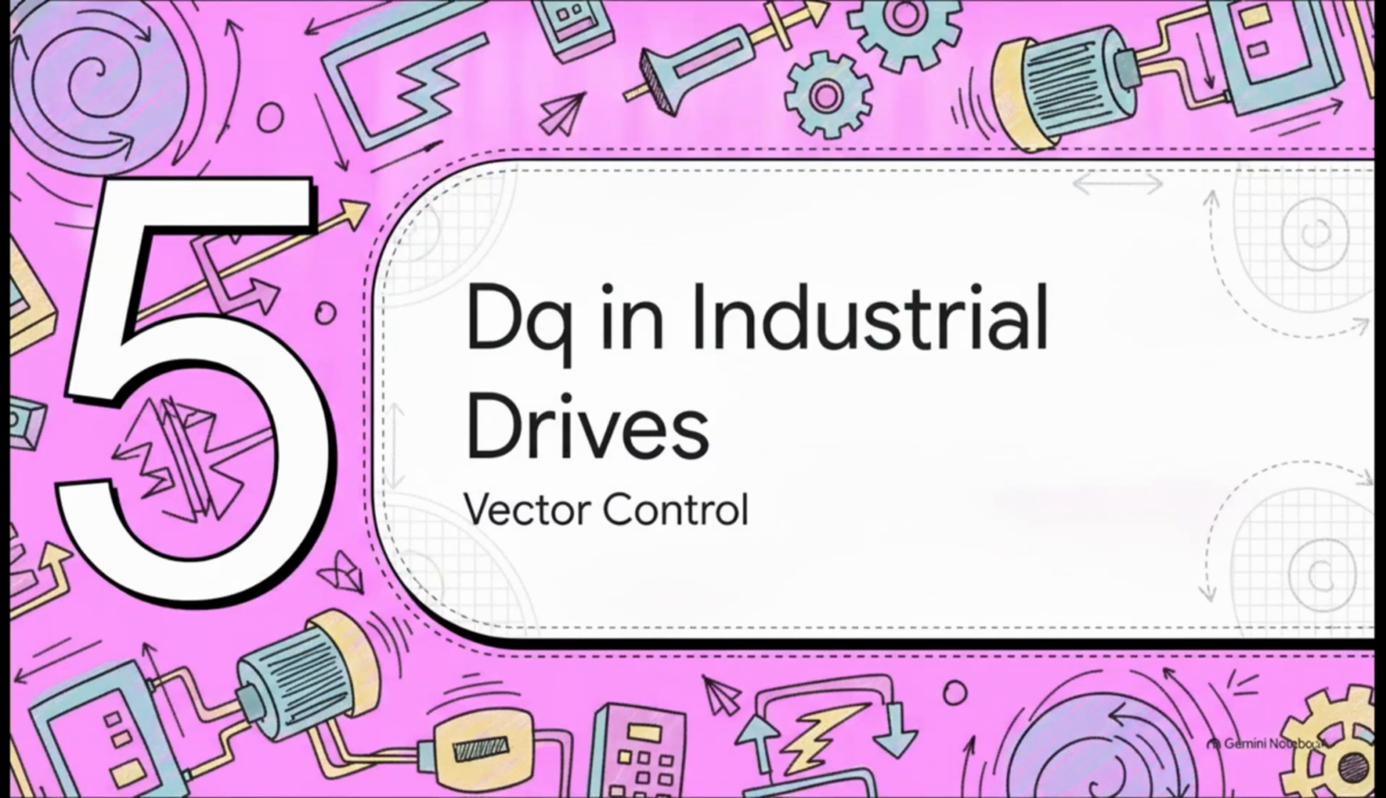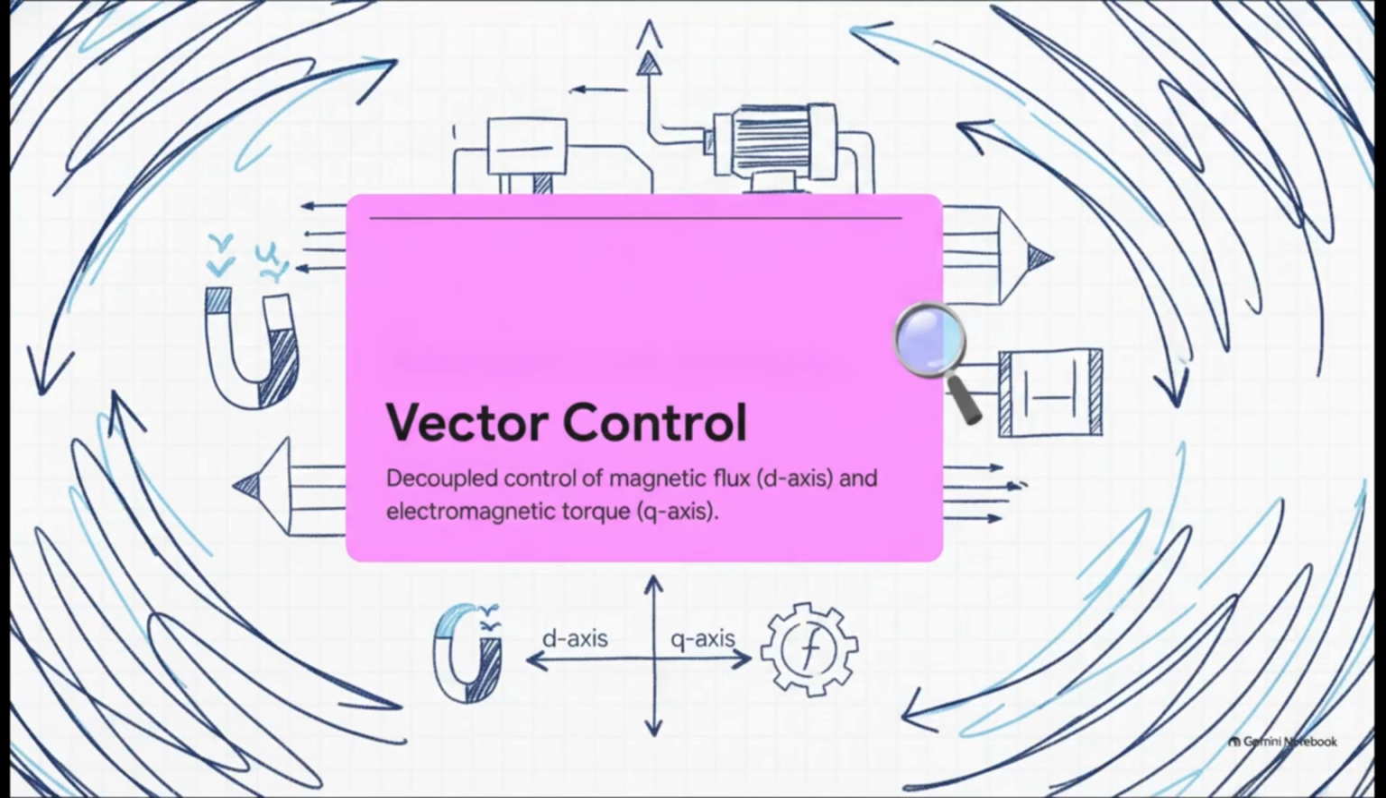All right, Section 5, DQ use in industrial drives, focusing on vector control. So let's take this geometric theory and apply it to the real world of modern industrial motor drives, just to see why this matters so much.